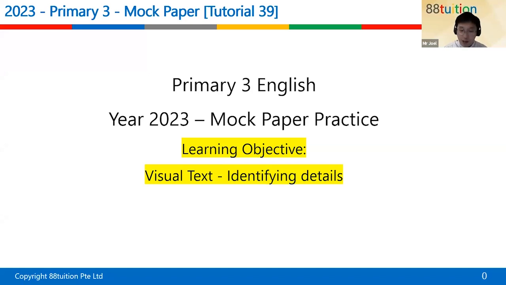Okay, so today, all right, we are going to have a mock paper practice, and the main learning objective is looking at a visual text. A visual text is basically a poster that the teacher gives to us, and in that poster, we have to find some facts in order to answer some MCQ questions. So that's what we are concentrating on today, visual text, and looking at some details, okay? Apart from that, we'll be doing some parts of the exam paper. We'll see how everything goes as we do it, okay?